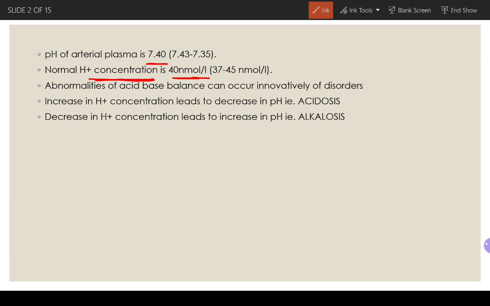But obviously, for anything you have a range. The range of the normal H plus concentration can vary between 37 to 45 nanomole per liter, which gives a pH range of 7.43 to 7.35. But on average, we just say that the pH is 7.4 and the normal H plus concentration is 40 nanomole per liter. Any deviation from this normal concentration can occur in a variety of disorders.